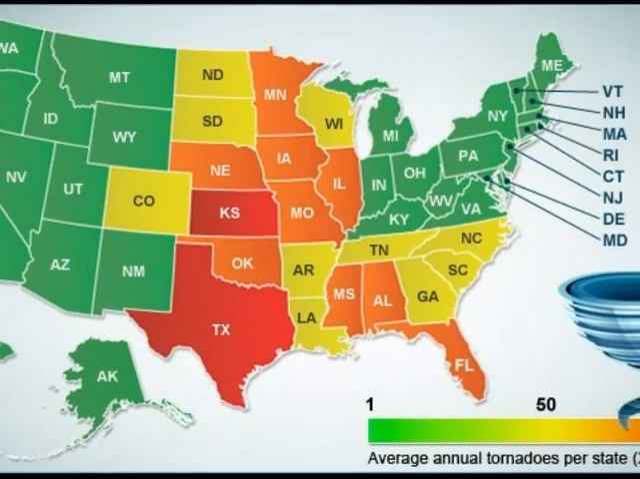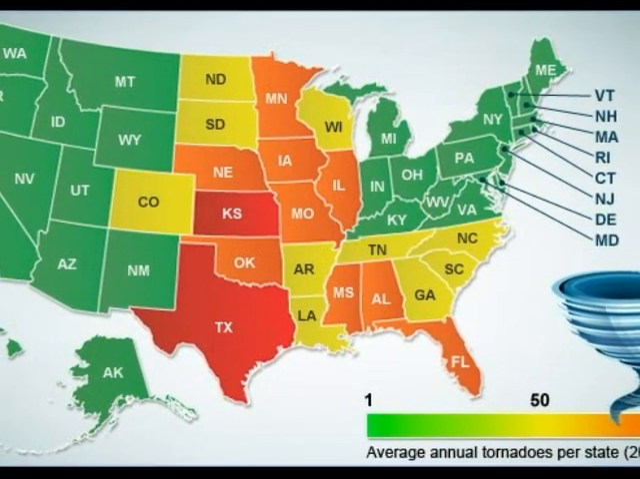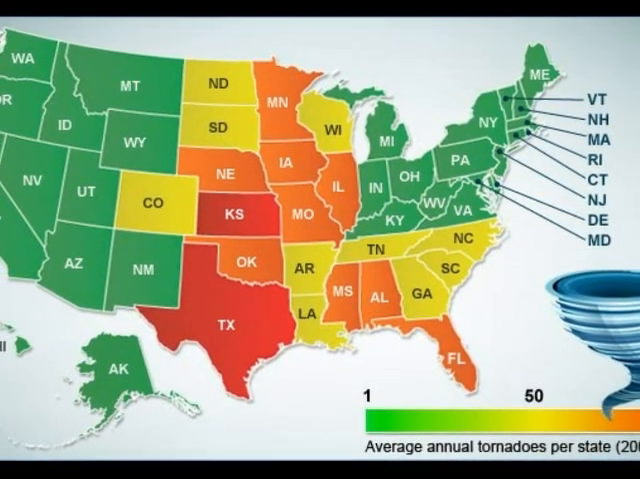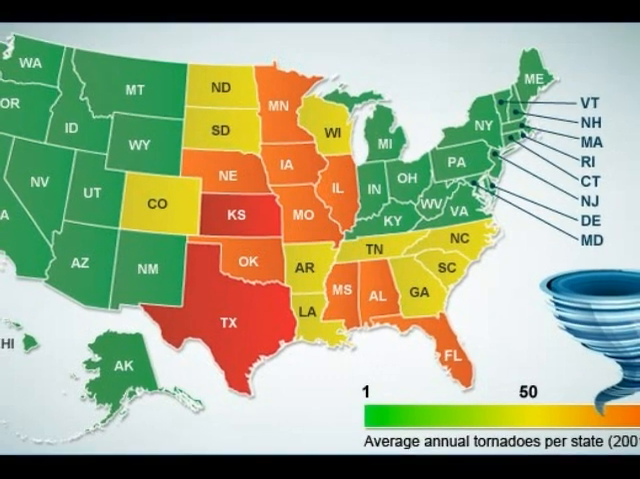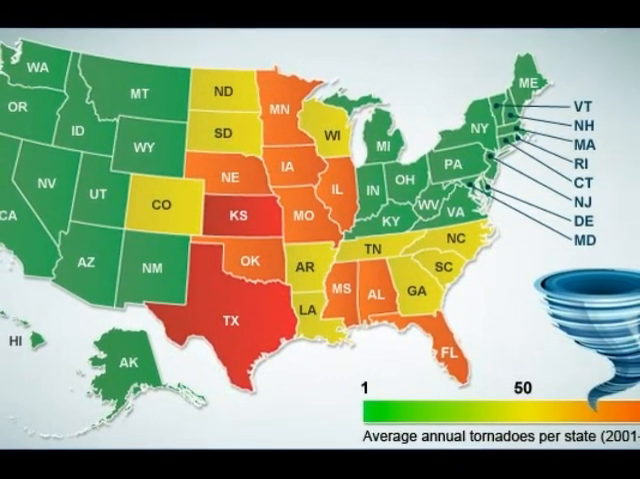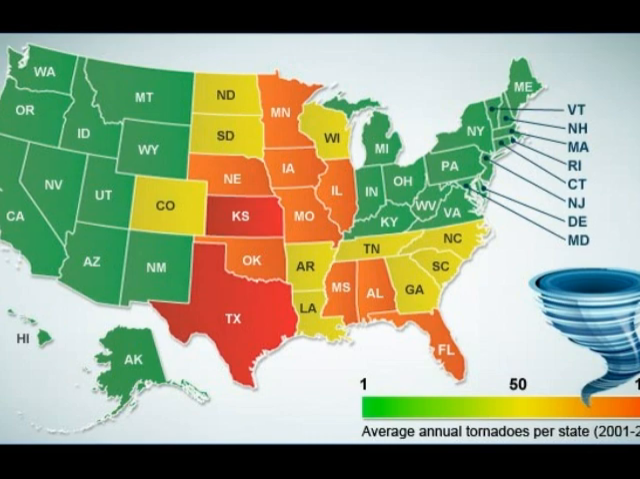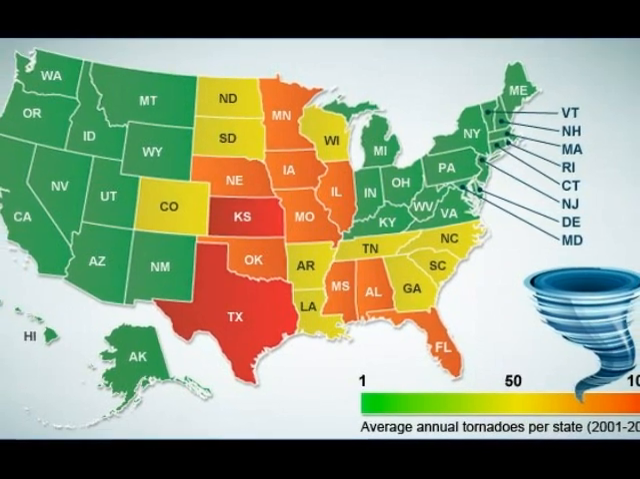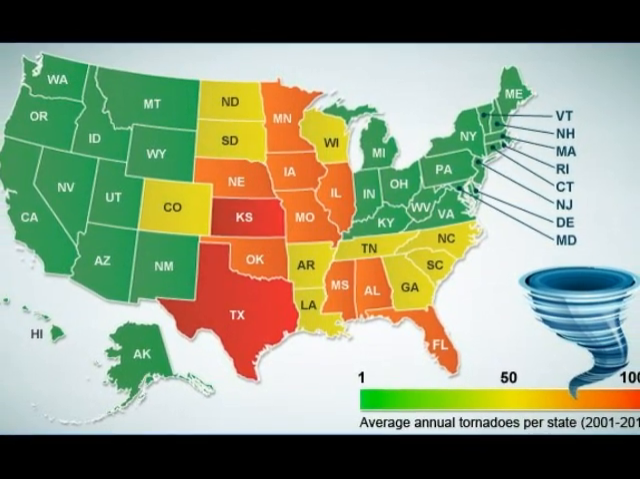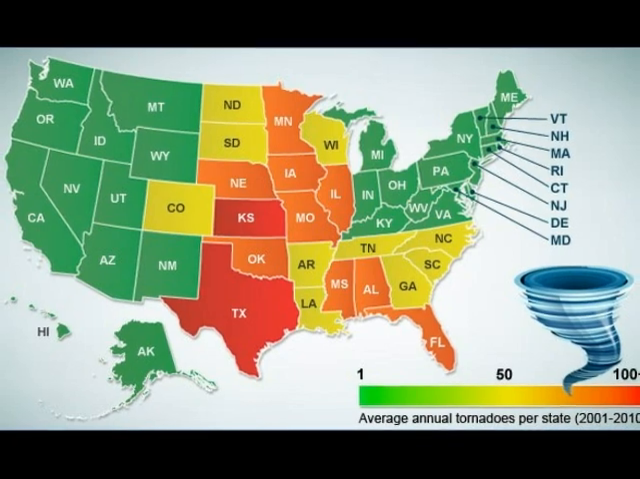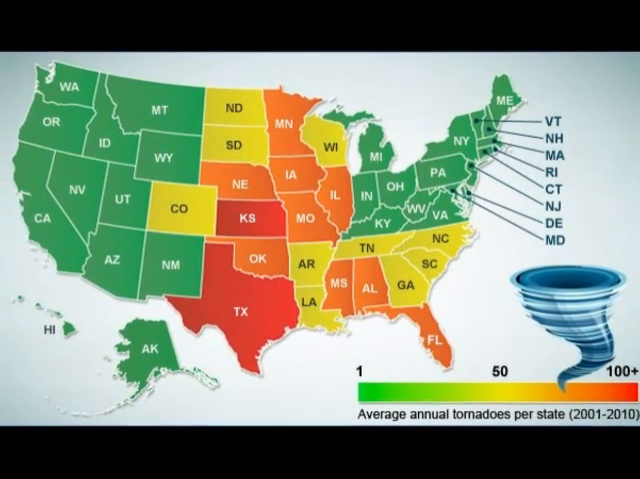Here we have another chart that shows how many tornadoes happen annually in each state. For the green areas, less than 1. For the red areas, 100 or more. So as you can see, Texas, Oklahoma, and Kansas have a lot of tornadoes.